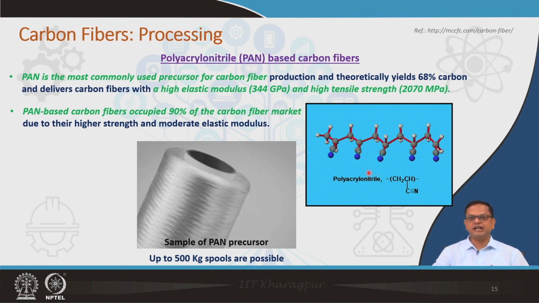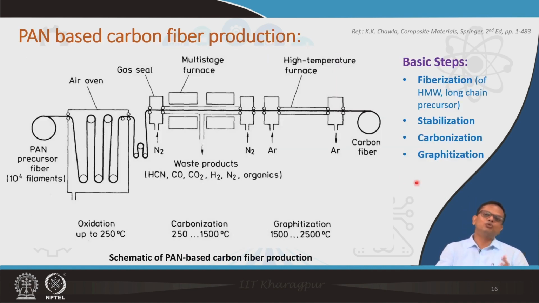So, you have a nitrile group, CN group, attached with CH2CH. Okay. That is the basic structure of PAN. So, what are the different steps of carbon fiber synthesis? Basically, there are 4 steps.